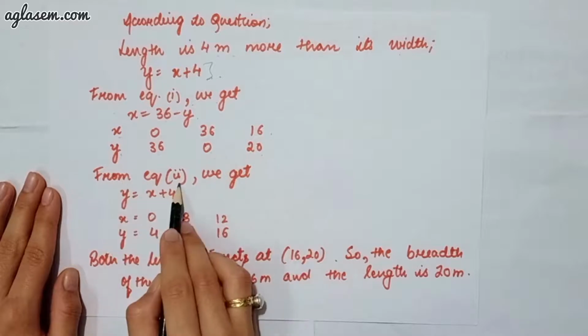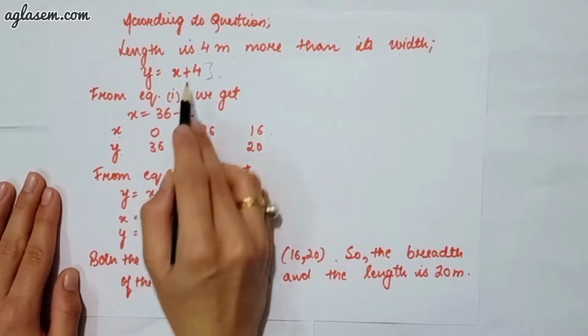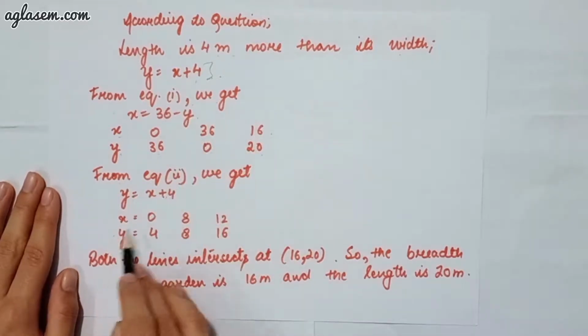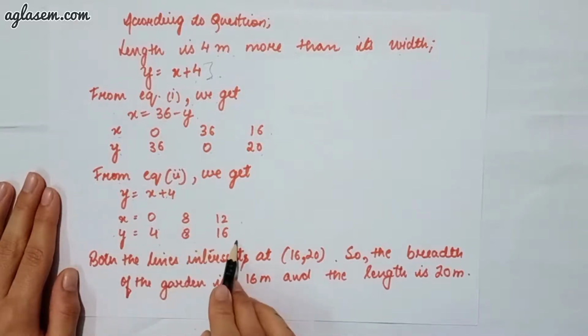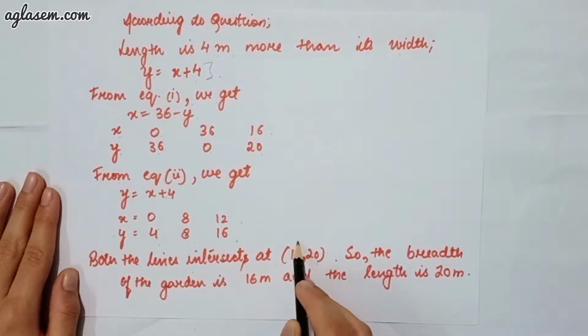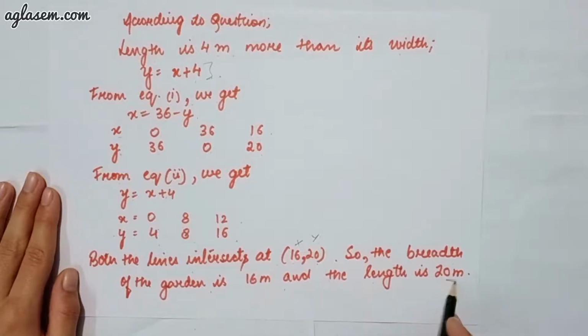And from the second equation we have y is equal to x plus 4. So here our x values will be 0, 8, 12 and y values will be 4, 8, 16. So it means both the lines intersect at (16, 20), that is 16 as x and 20 as y. So the breadth of the garden is 16 meters and the length is 20 meters.